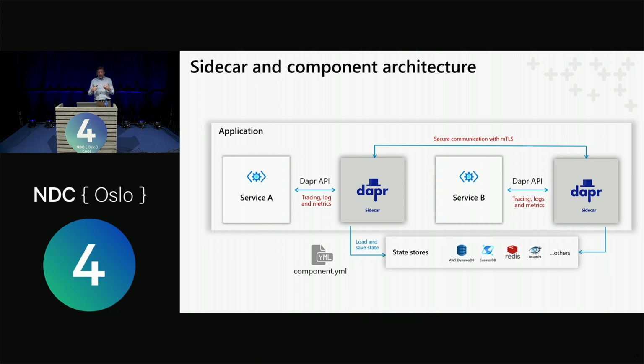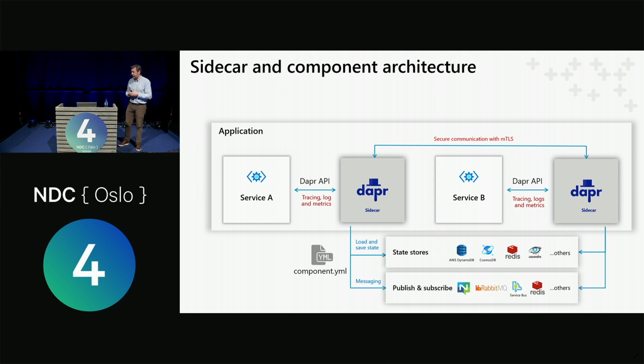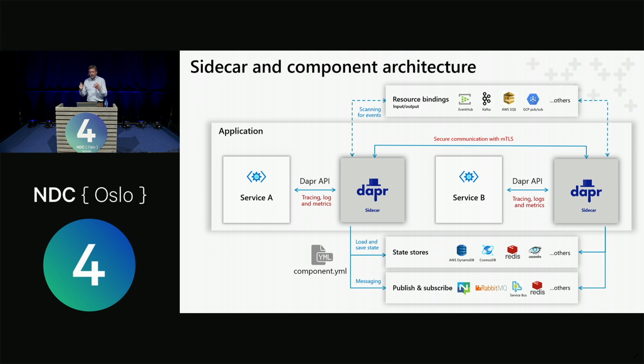The YAML files allow you to use things like the state stores, the publish-subscribe building blocks, the resource bindings. And again, there are now many, many implementations of these building blocks. So you have a lot of different options here. For example, if you're using a state store, you can select to store your state in Redis, in Cosmos DB, in AWS DynamoDB, and so on. This is a long list, and it keeps growing because this is community driven. So the number of options here will just rise along the way.